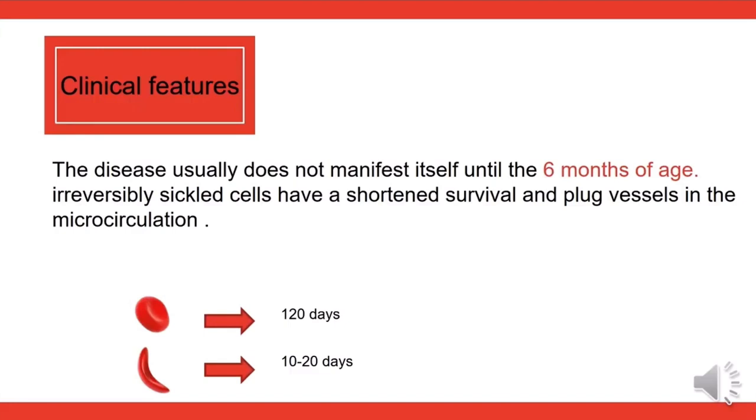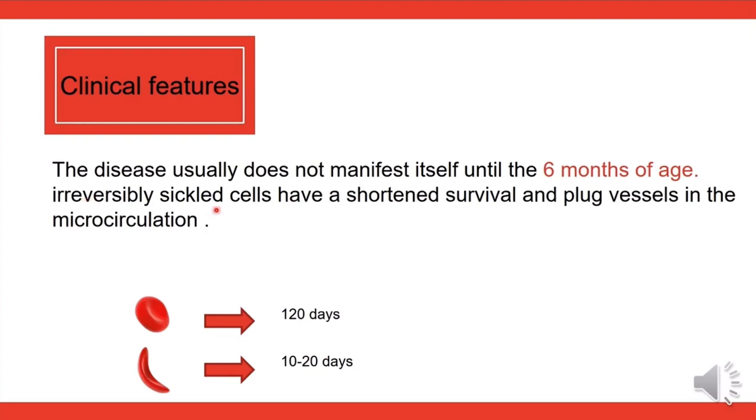Clinical features of sickle cell disease. The disease usually does not manifest itself until 6 months of age. This is because in the first 6 months, the infants are protected by a high level of HbF. So symptoms of sickle cell anemia manifest after 6 months of age.